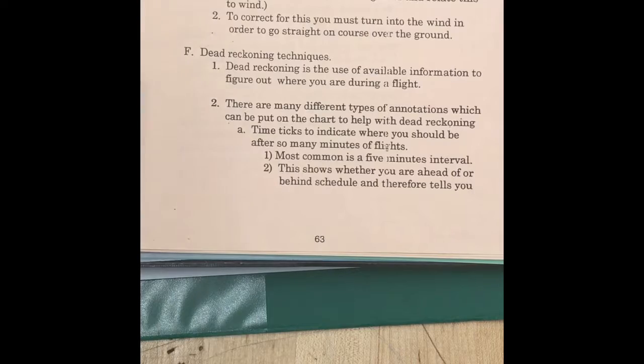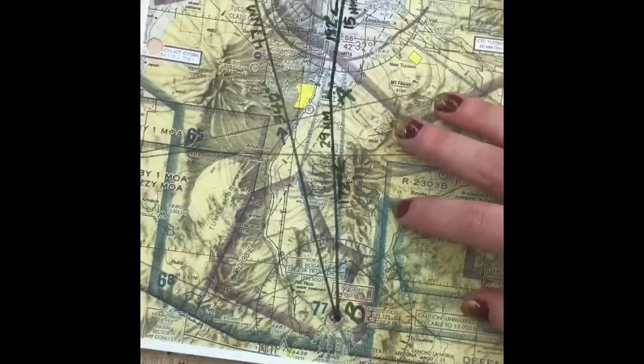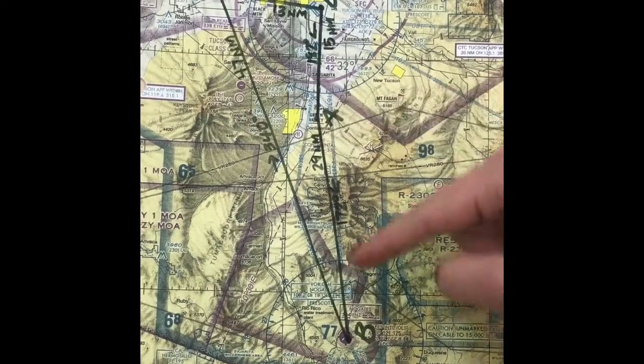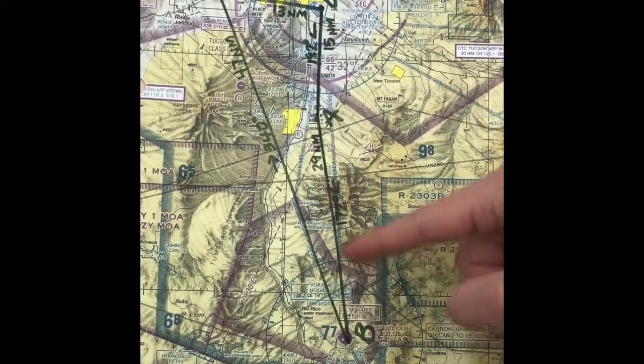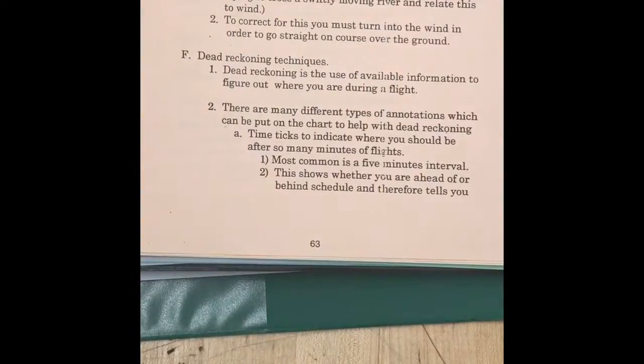The next is point F here, that's dead reckoning techniques. Dead reckoning is the use of available information to figure out where you are during the flight. So let's say, looking at your Tucson map, that you know you're not in Green Valley and you know you're not to Nogales yet, but you don't know where you are along this line. That's where you can use dead reckoning.